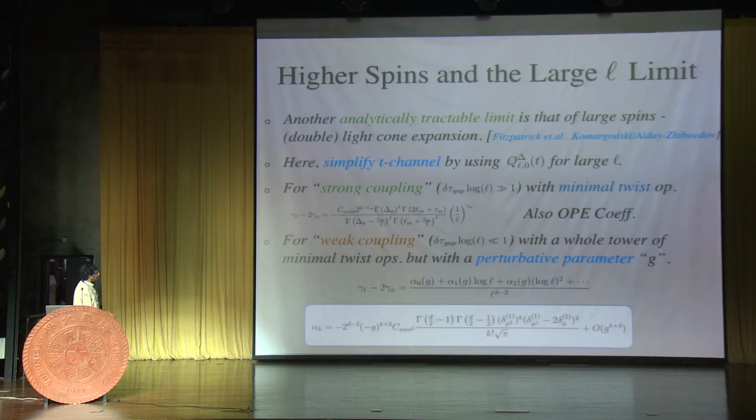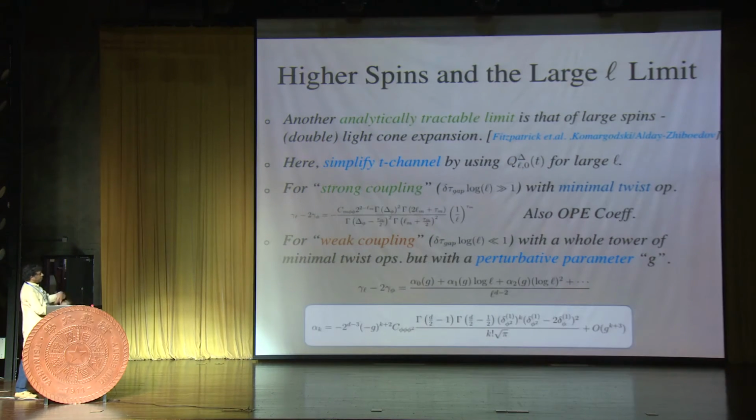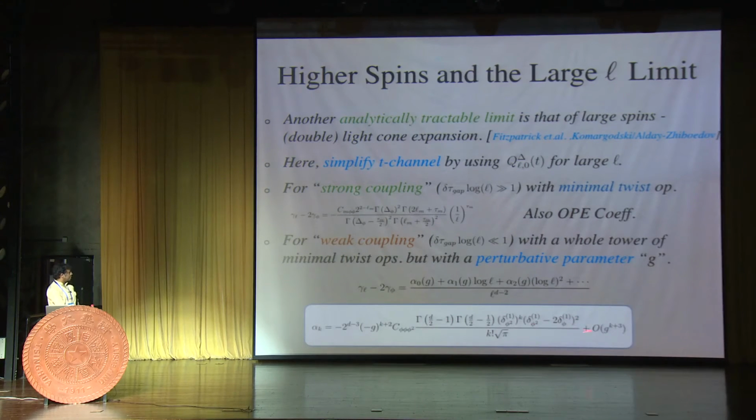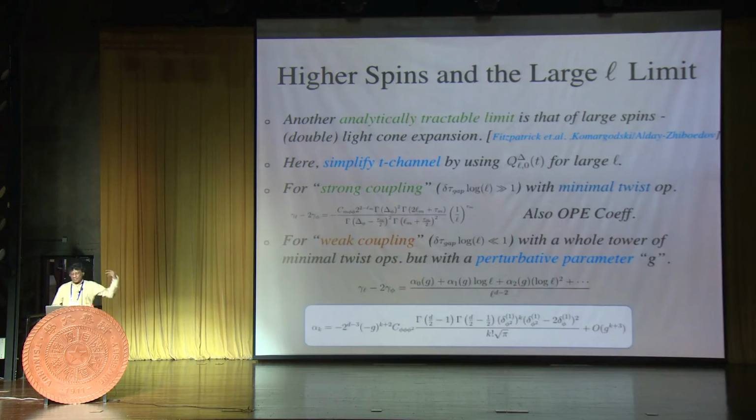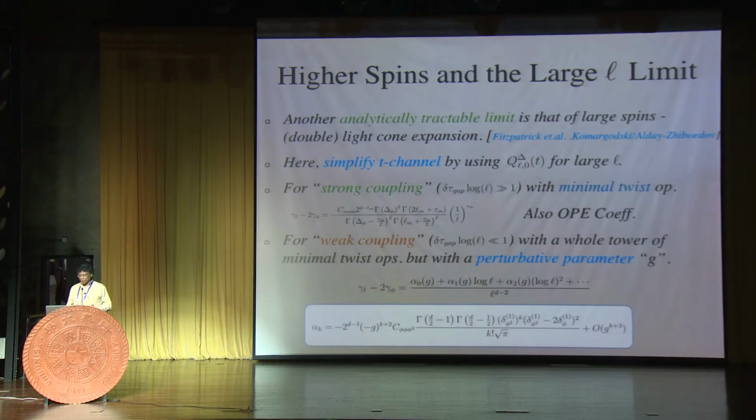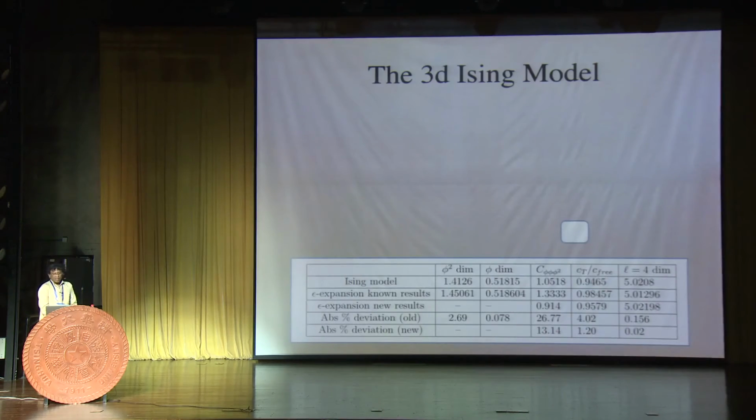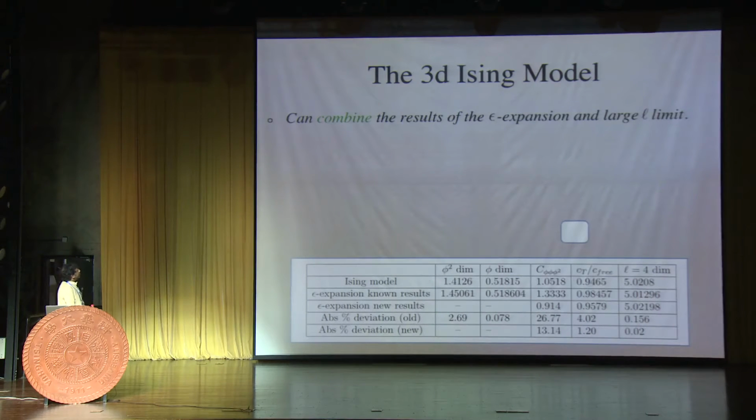But the double light cone techniques don't really fix these coefficients for you. But here you see that you can explicitly write them in terms of the dimensions. These are the corrections to the dimensions of the phi and phi squared fields. You can write an explicit form for them. And you can, in fact, check these with the epsilon expansion results that I showed earlier, where there's an overlapping regime, because this is for large spin, and that's for epsilon. So we can try to combine the results of these two expansions.